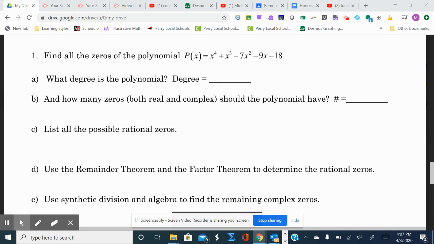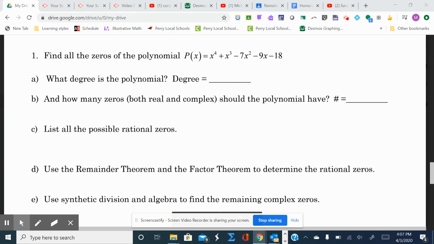So this video is going to be a problem that is a little bit more challenging. The reason this one's a little bit more challenging is because this is a fourth degree polynomial, and we need to get this down to a quadratic to be able to solve for the last two zeros. So there's a little twist in this question.